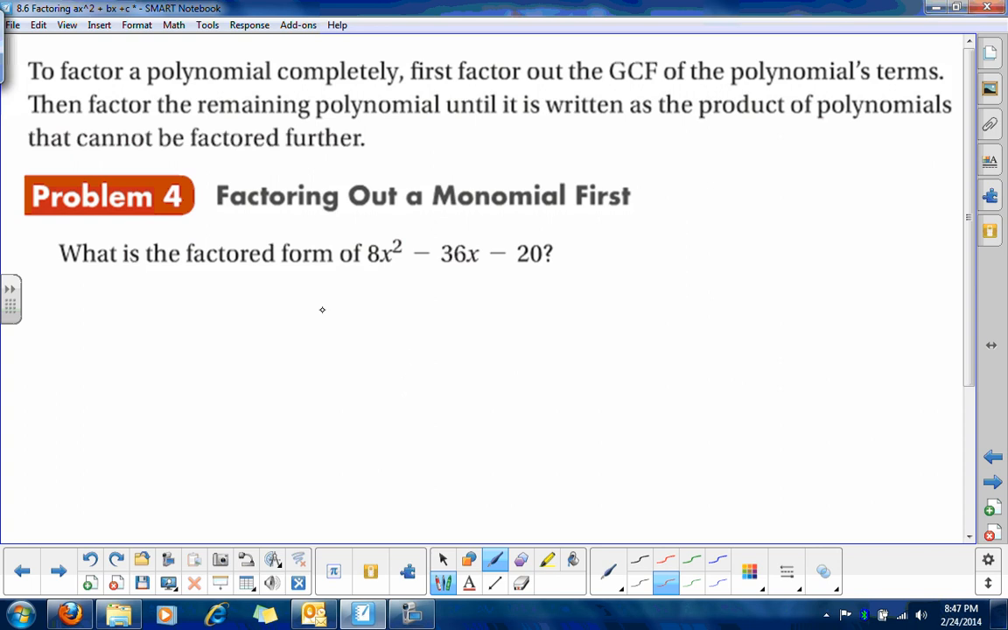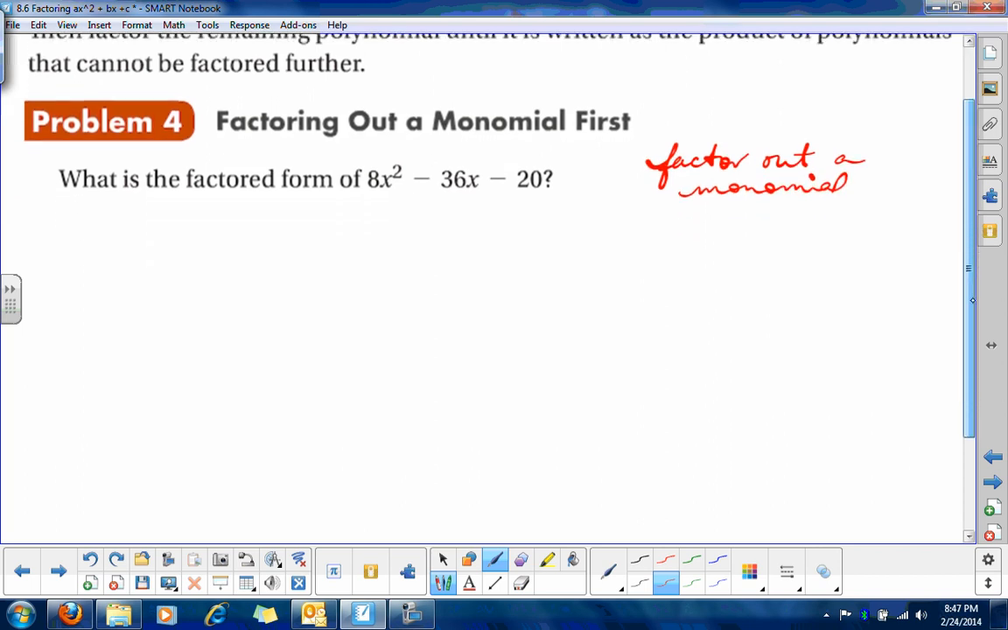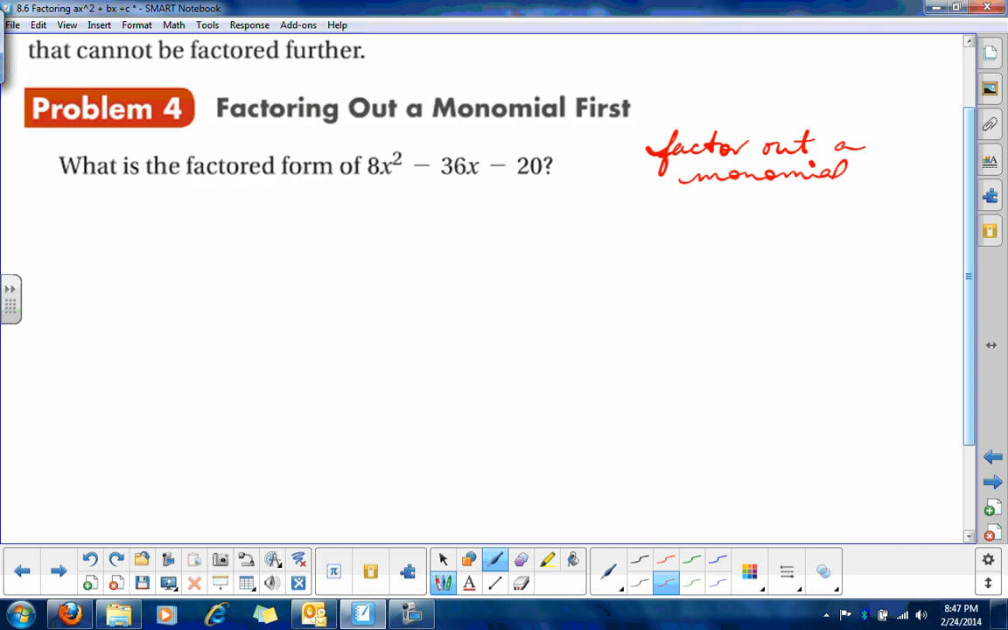Okay, so look at the first example: 8x squared minus 36x minus 20. First thing we're going to do is factor out a monomial. So which monomial is the greatest common factor of 8x squared minus 36x minus 20? Yes, it's 4. So we're going to divide this by 4, divide this by 4, and divide this by 4.